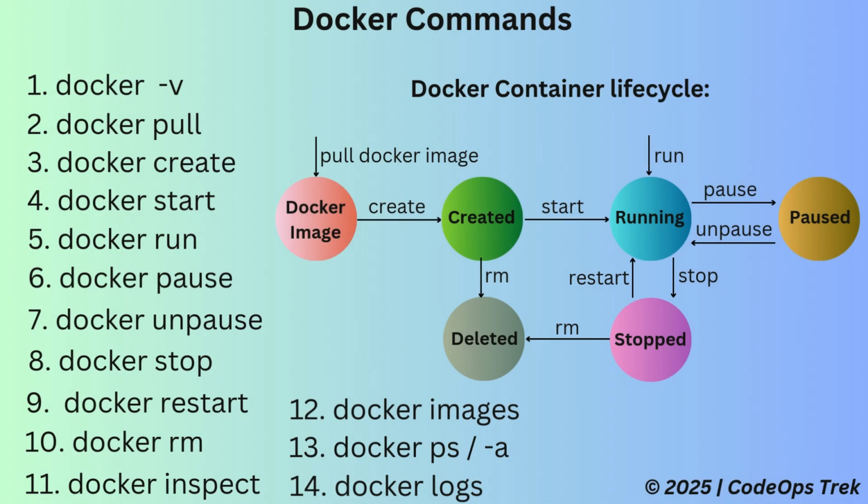That's how we can pull any Docker image. However, if the Docker image is in a private repository, we need to authenticate using our Docker Hub credentials before pulling the image. Now, let's see the docker create command.